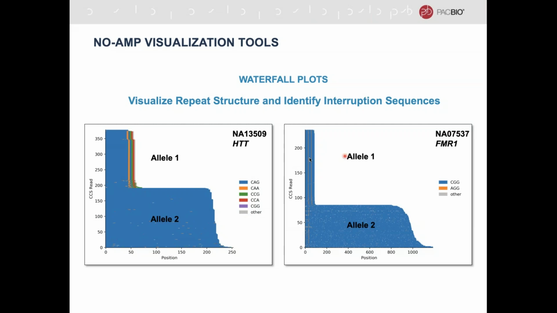The same thing for the Fragile X example. You have here the AGG interruptions. You find 2 in the normal allele, whereas you just find 1 in the expanded allele. So this is very useful for just mapping out interruption sequences in your samples.